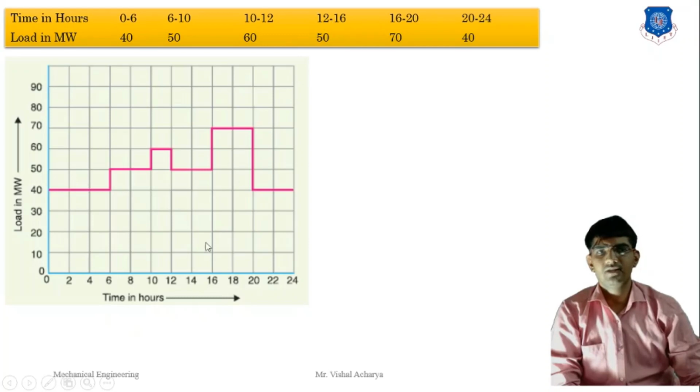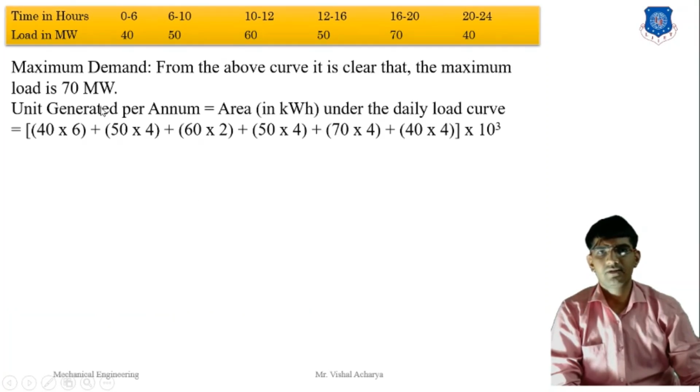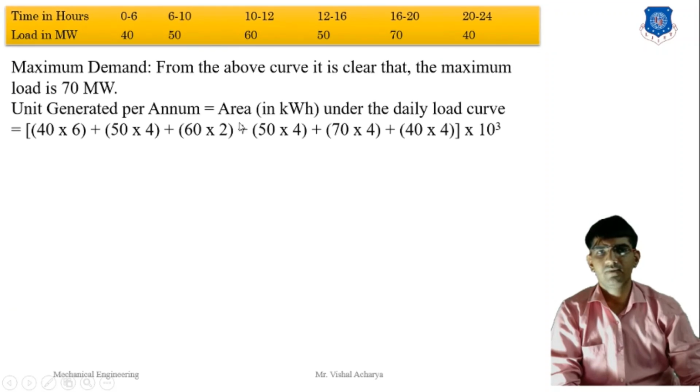12 to 16 hours, 50 megawatt. 16 to 20 hours, 70 megawatt, and last, 20 to 24 hours, 50 megawatt. This is plotting the load curve. From the load curve, it is clear that the maximum load is 70 megawatt. Here the maximum demand is 70 megawatt.